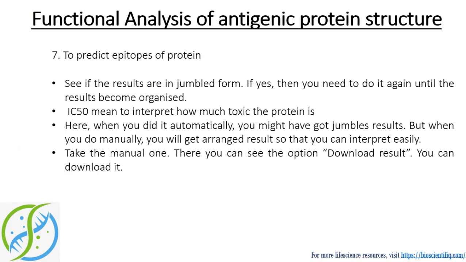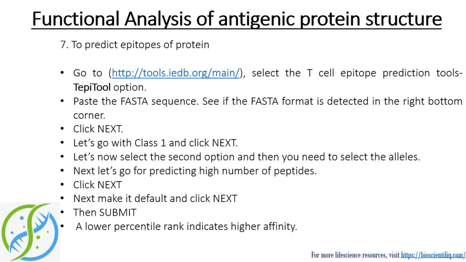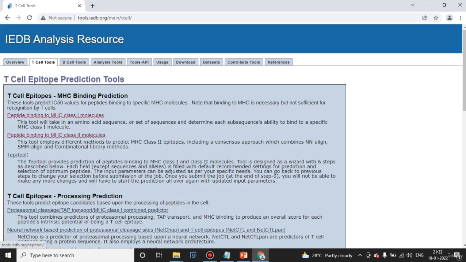Again, on the same site of IEDB, select the T cell epitope prediction tool, the TEPI tool. It's actually a combined one which predicts both class 1 and class 2 MHC, but again, it's always one at a time. So these are the 3 different servers under IEDB where you can predict MHC class 1 and class 2, and you also have the ProPred server as well. But let's go to the TEPI tool option now. So this is the TEPI tool server.